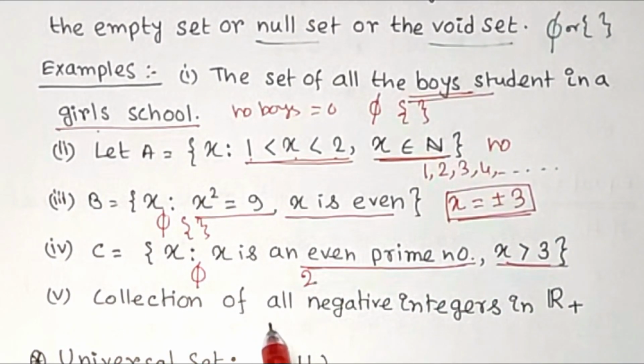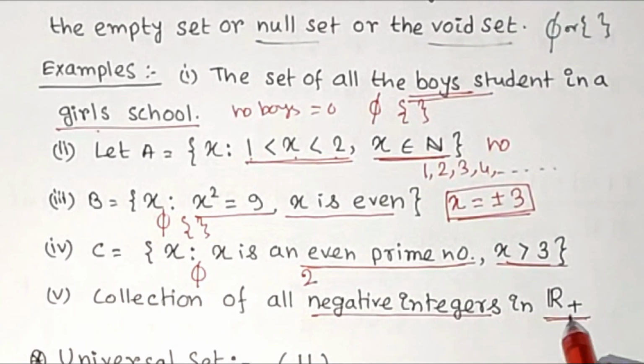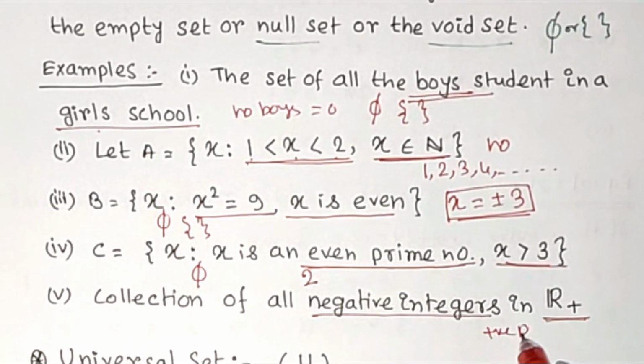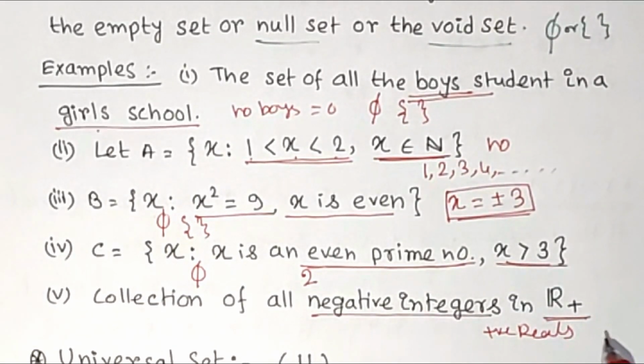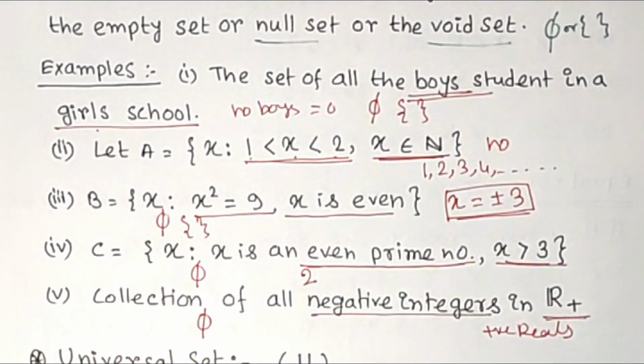Number 5, the collection of all negative integers in R plus. You know R plus is the set of all positive real numbers, positive reals. There exist no negative integers in positive real numbers. So this is also an example of the empty set. I hope it is clear to you.